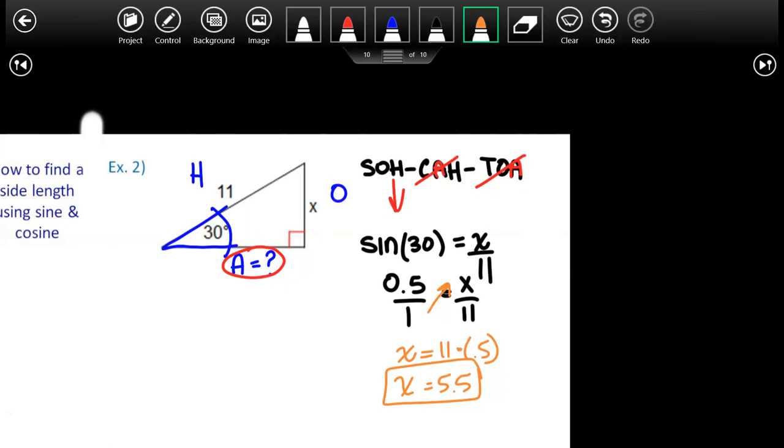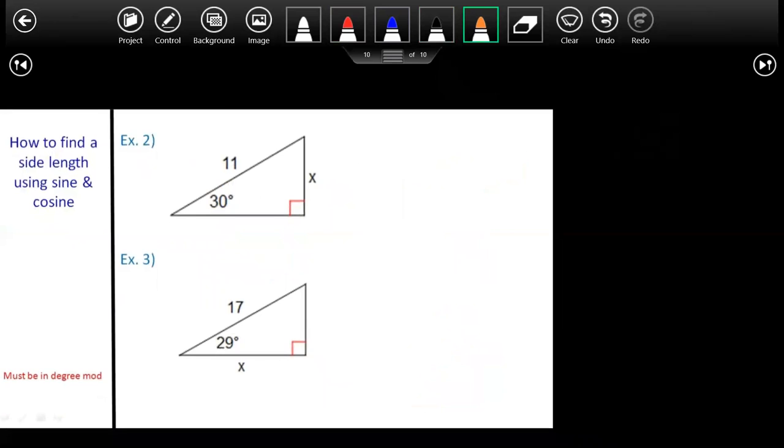Okay? Here we go. Let's look at the bottom one. I'm going to clear this. Let's look at the bottom one, example number three. It closely resembles the second problem we did. Follow your steps. It'll work out.